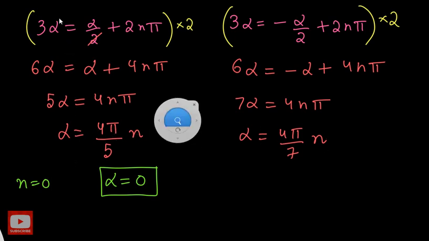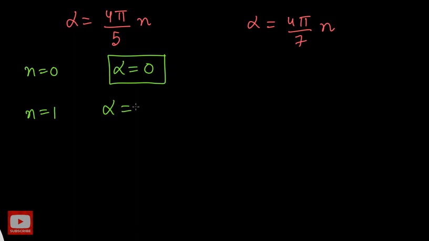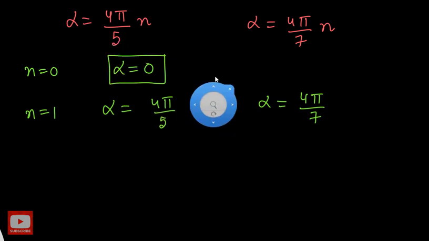Now what if n is equal to 1? Let us see the case where we get n is equal to 1. So we have one value of alpha as 4 pi by 5, and then here if you substitute n as 1, we get 4 pi by 7. So we have two solutions, okay? And actually alpha is equal to 0. What solution does that give us for x? So we had substituted for x, right?